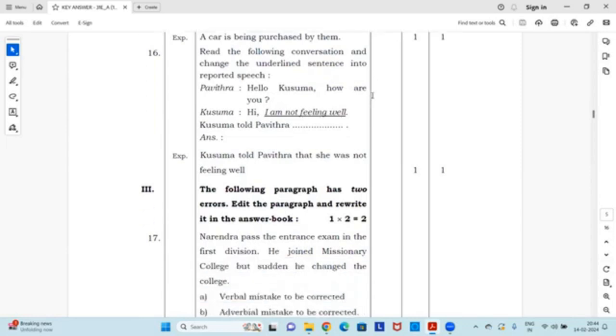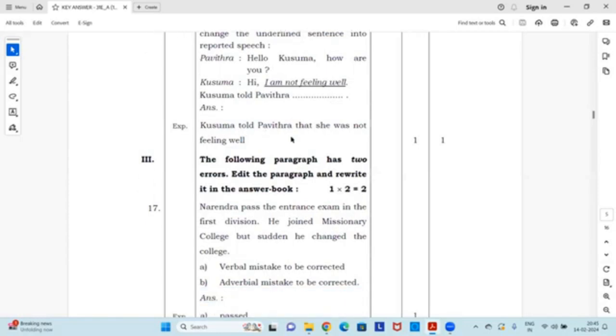Next, read the following conversation and change the underlined sentence into reported speech. So you have to read the conversation and the sentence which is underlined should be changed into reported speech or indirect speech. Pavitra: Hello Kusuma, how are you? Kusuma: Hey, I'm not feeling well. Now this conversation you're changing into indirect. Kusuma told Pavitra that she was not feeling well. I will become she and am will become was. The tense changes here. Present tense becomes past tense and even the pronoun changes. So the answer will be Kusuma told Pavitra that she was not feeling well.